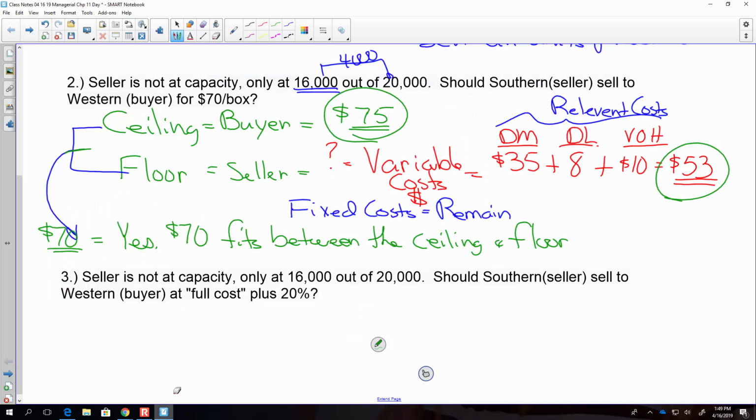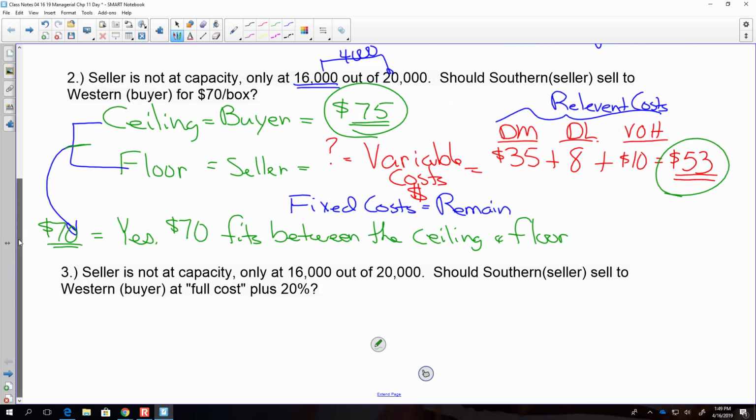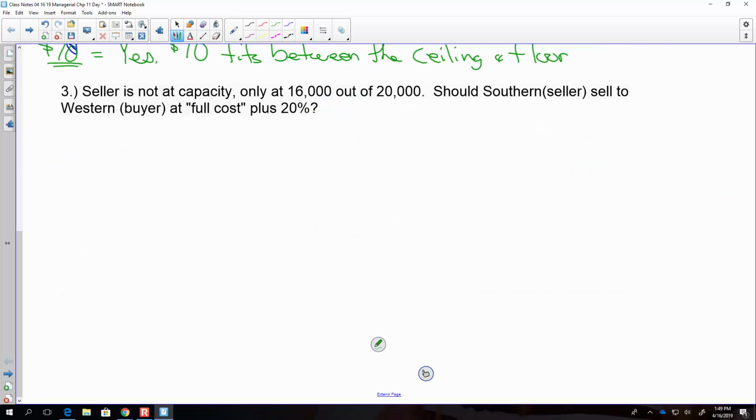All right, there's one final question, question 3. Again, seller's not at capacity. Should seller sell to Western at full cost plus 20%? So I'm going to extend this page here. What was our full cost? The 63. Yeah, the 63 was the full cost. And the term full means it has 4 parts: direct material plus direct labor plus the variable and the fixed. All 4 components make up the full cost. That was $63. I'm going to add a markup.